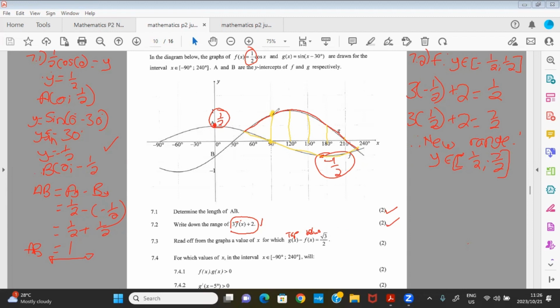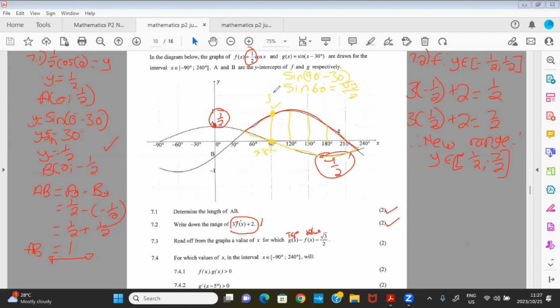Let me start. Already I can see it's 90. Why? Look, for my g of x, that's what is above. So it will be sine of 90 minus 30, basically. That's sine of 60, and sine of 60 is root 3 over 2. Special angle, right? There it is. And then for my half cos of 90, I have a 0 because that's my x-intercept.